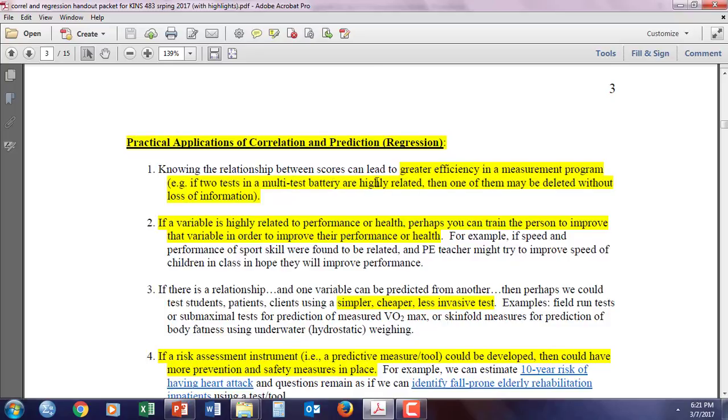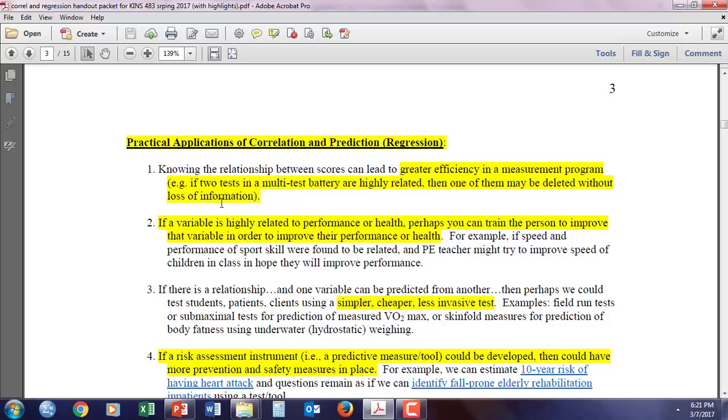If these two measures are highly correlated or highly related, we may be able to get by with only doing one of these measures in the test battery, because essentially they're telling us the same thing. So this is the issue of redundancy, and one of the things we want to do, obviously, is respect the time of our staff and our clients and minimize doing multiple tests that are really measuring the same thing.